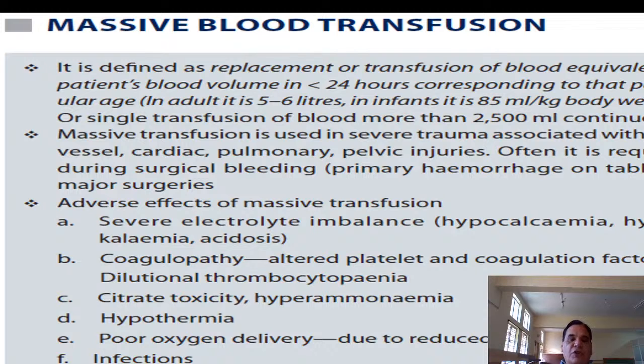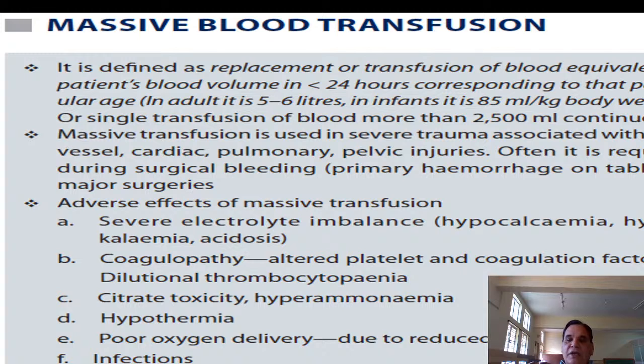So, what is the short note for? We have considered probably last time. Just to revise, what is a massive blood transfusion? It is defined as replacement or transfusion of blood equivalent to the patient's blood volume in 24 hours, and it depends on age. Adult 5 to 6 liters, infant 85 ml per kg of body weight.